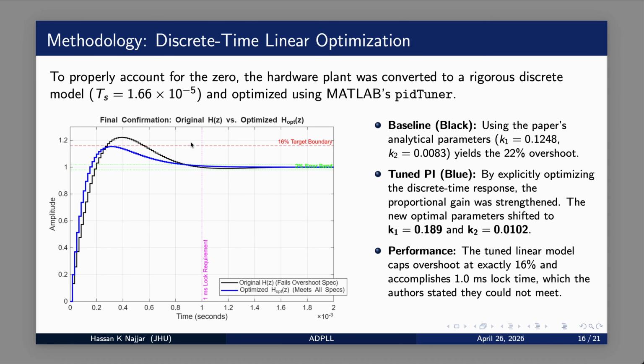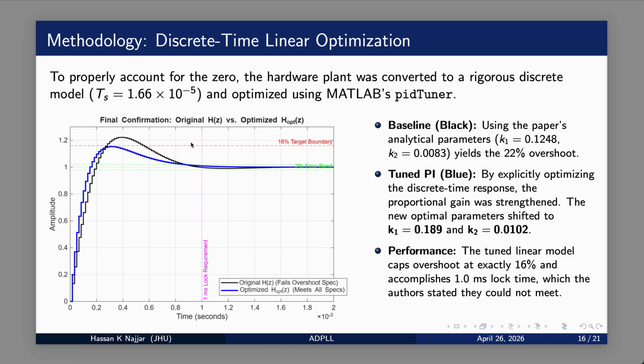Due to the fact the prototype dynamic model did not include a zero, and in order to meet the target design requirements outlined in the paper, we will need to tune the pole-matched discrete model H of z. Using the MATLAB PID Tuner tool, the discrete time model gains were increased from baseline to K1 equals 0.189 and K2 equals 0.0102, thus improving the transient response and meeting all time domain design requirements.